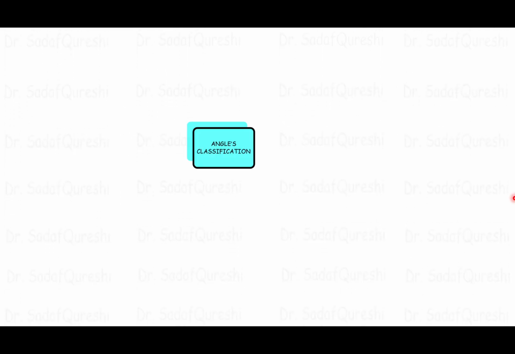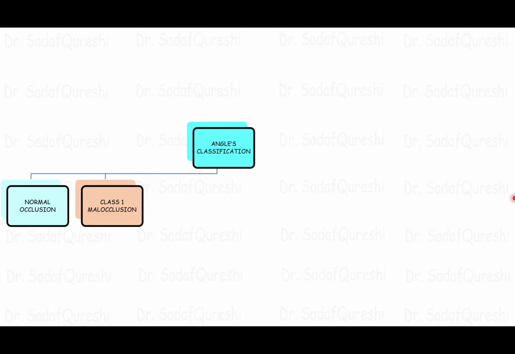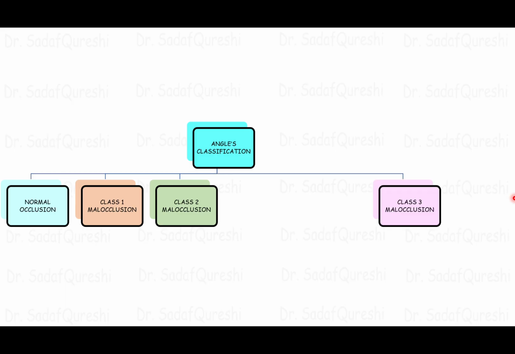Talking about Engel's classification, Engel classified occlusion into normal occlusion, class 1 malocclusion, class 2 malocclusion, and class 3 malocclusion. Here we can see the first category is normal occlusion and the other three categories are malocclusion. So class 1 malocclusion is the second category, class 2 malocclusion is the third category, and class 3 malocclusion is the fourth category.